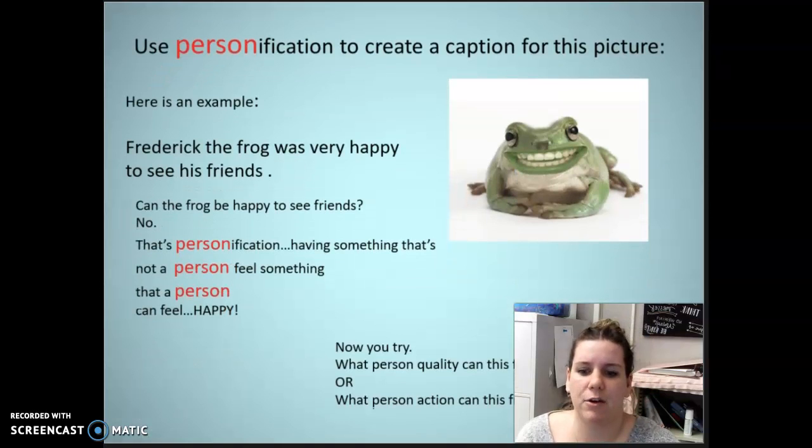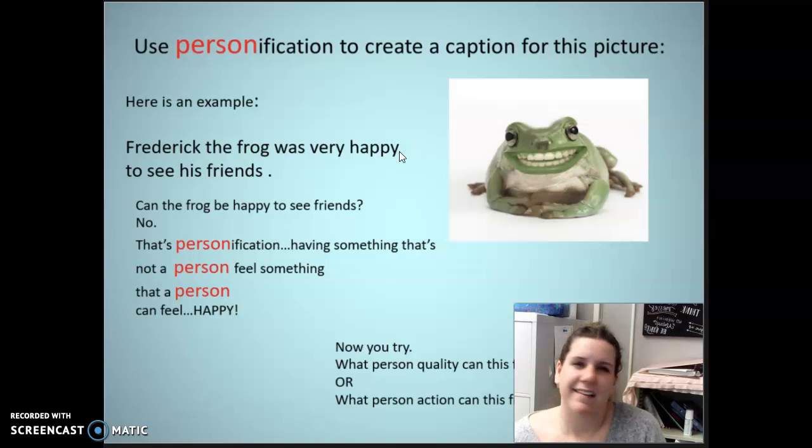We have another one. It says, Frederick the Frog was very happy to see his friends. Now, I guess animals can kind of be happy, but not really. So your frog is your non-human object, and being happy is what gives it those human qualities. Can the frog be happy to see friends? No, not really. That's personification. Again, having something that's not a person feel something that a person would feel.